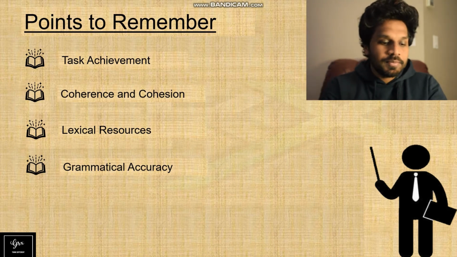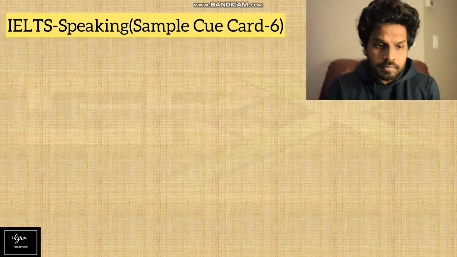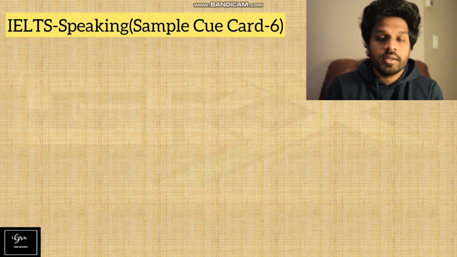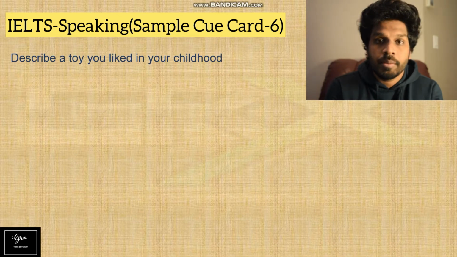So let's get into the slide that I've got, and the sample answer. This is the sample question we have here: the IELTS speaking sample cue card number 6 that we are going to hit today. The question is, describe a toy you liked in your childhood. You might have lots of toys, but again, you can remember about one.